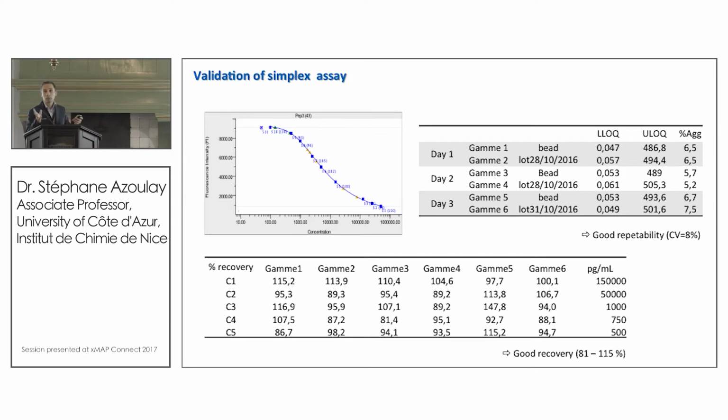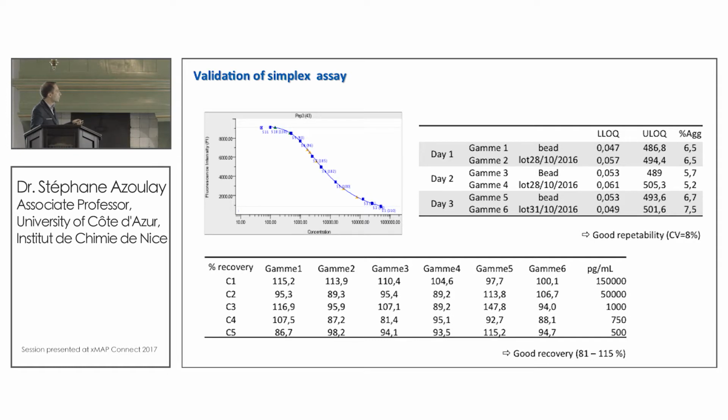Then we finalized all our conditions, and we began to validate all our simplex assays. As you can see, we followed the procedure of the xMAP cookbook and all the normal procedures of validation of an assay. I will report to you only some details. When we did our calibration curve during 3 days, as you can see, there is a good reproducibility in the LOQ with a CV which is perfectly acceptable.